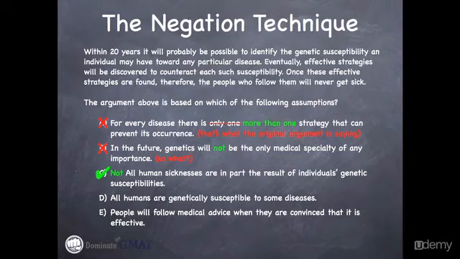So I hope you see why answer choice C is the correct assumption and how if we negate it, it helps us to confirm, yeah, if we negate that assumption, the whole thing would fall apart. That reinforces to us that the answer is C. All human sicknesses are in part the result of individuals' genetic susceptibilities.